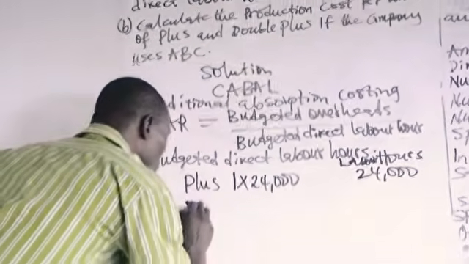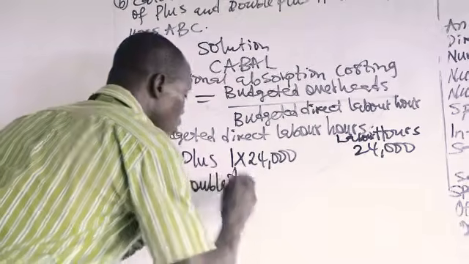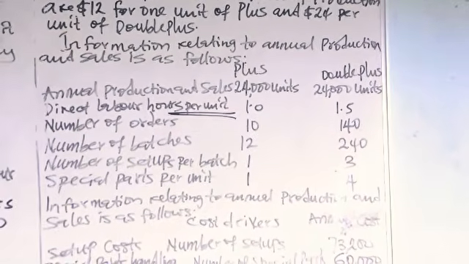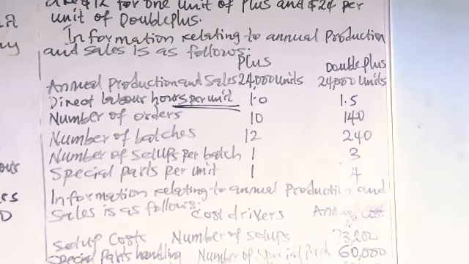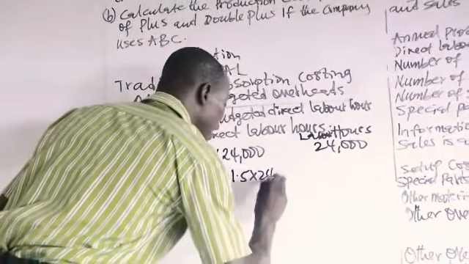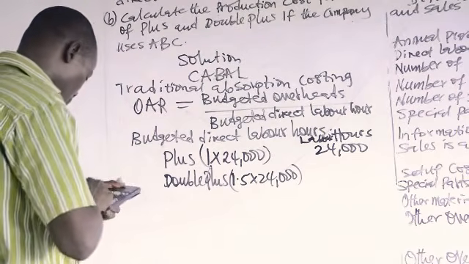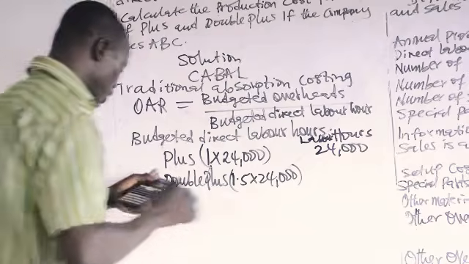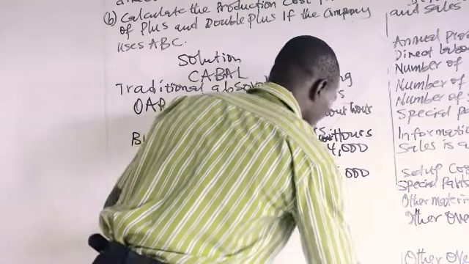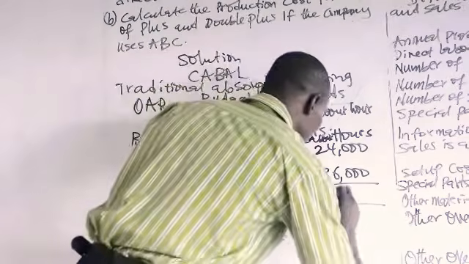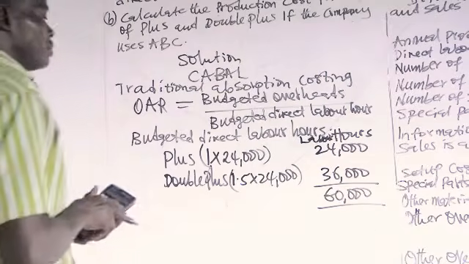For double plus, the number of direct labor hours required to produce 1 unit is 1.5 hours, and the output is 24,000. So you have 1.5 times 24,000, and that will give us 36,000. When you sum it up, you have the budgeted direct labor hours to be 60,000 labor hours.